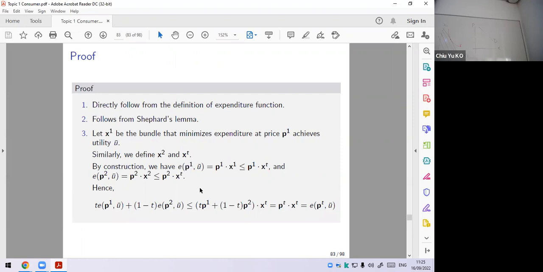So consider X1 is the bundle that achieved the minimum expenditure at P1, okay? X2 is achieved at P2, right, to get this utility, and XT is also the same. Because X1 is the minimum expenditure, you must spend more at the same price at this bundle, because you're doing the minimum expenditure. The same for the second one. This less than this, okay?